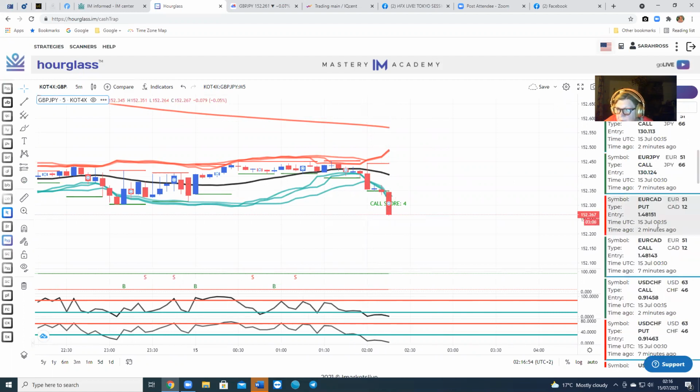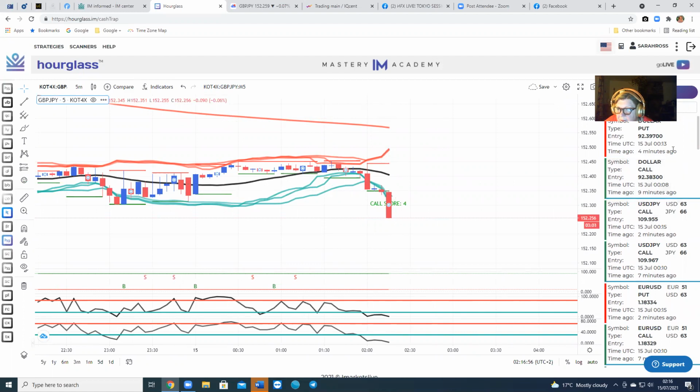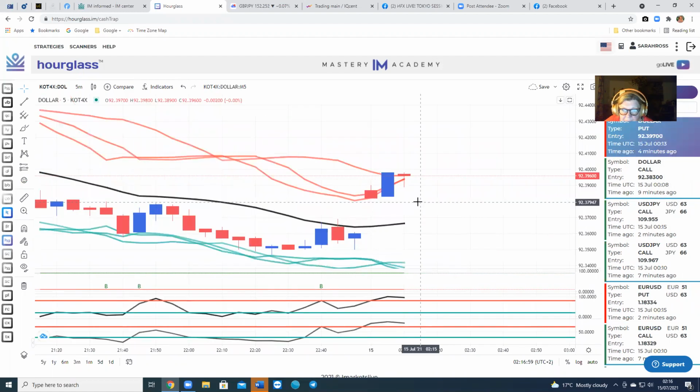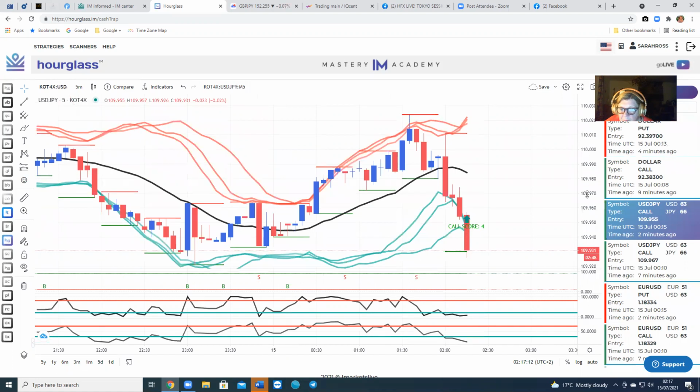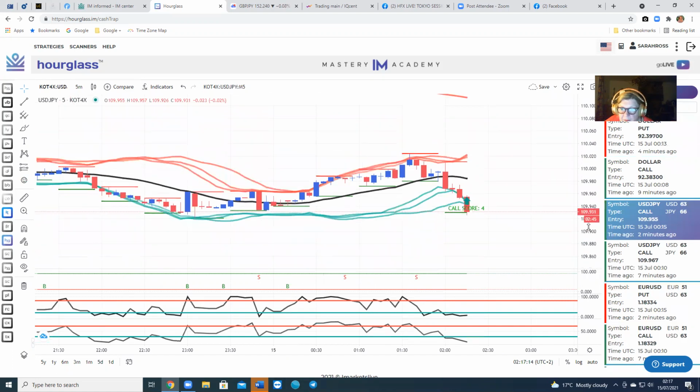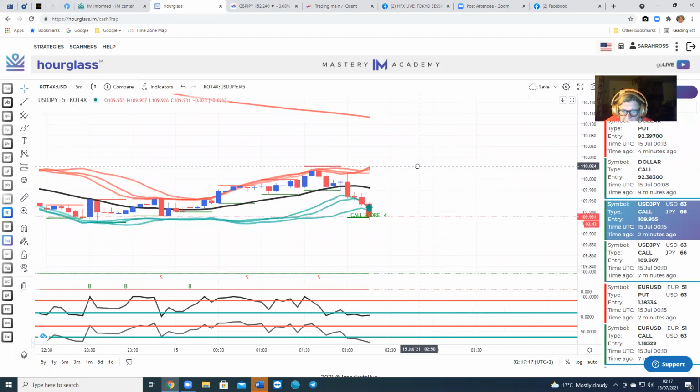Let's see what else we've got. So the dollar is a put. That means we want 63 to 66. We want to be taking puts on USD JPY. So we have our 200 moving average above, and prices have broken all the way through to the lower side of the Bollinger Bands.